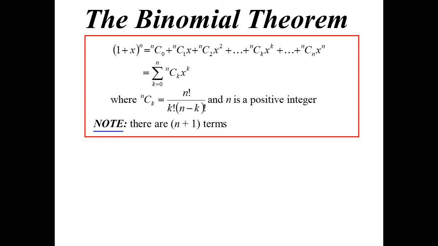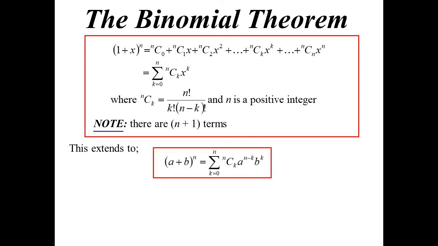Not very useful just being 1 plus x, so we could extend that out to a plus b, so we've got anything. The general term then becomes nCk, a^(n minus k), b^k, so those two powers always add up to be n.